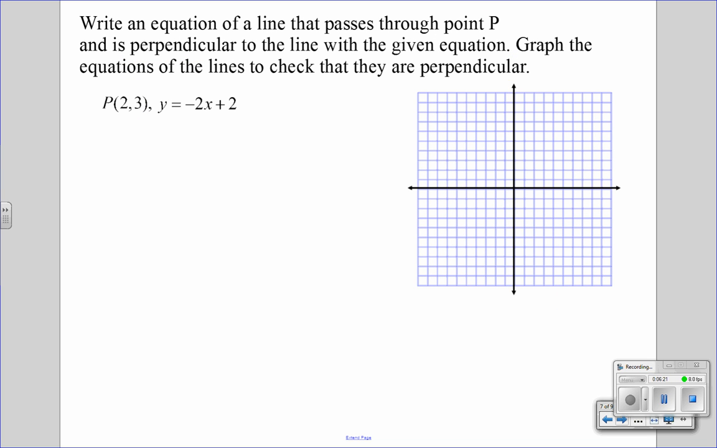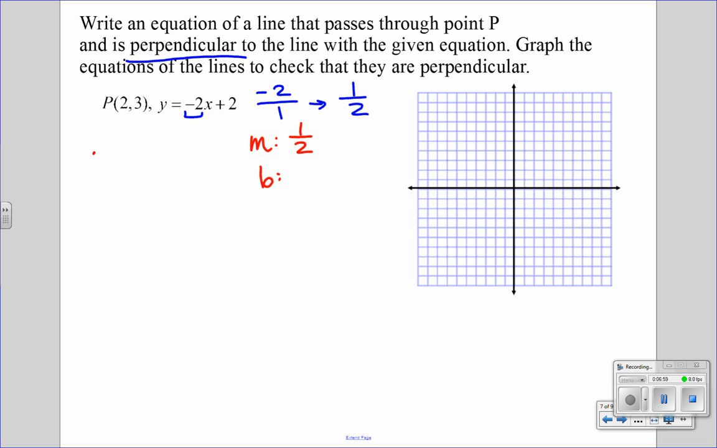All right, next up, write an equation of a line that passes through point P and is perpendicular to the line with a given equation. This time, we're going to look at the slope in the equation, which is a -2. And since our line is perpendicular to that line, we have to take the opposite reciprocal of that, which is a +1/2. So this time, with perpendicular, the slope changes. So our slope this time is going to be a +1/2 because we have to take the opposite reciprocal of the slope that is given.